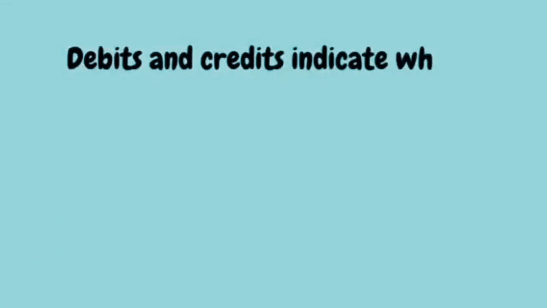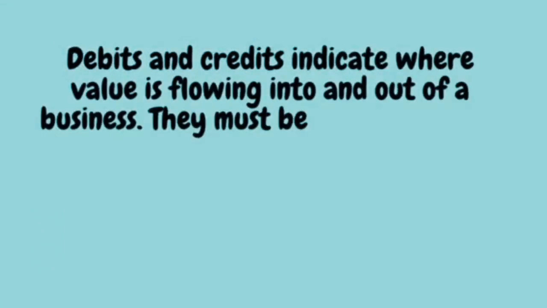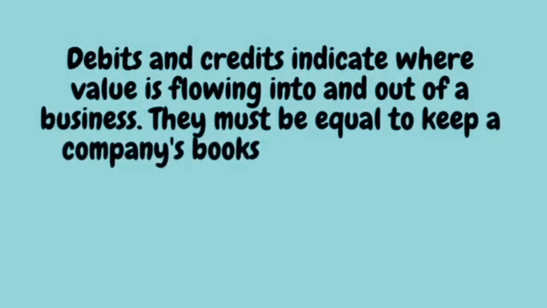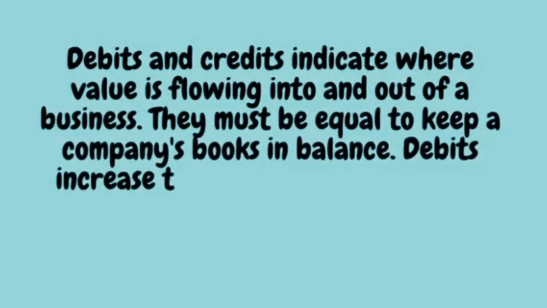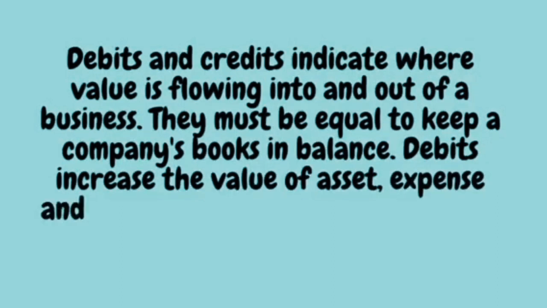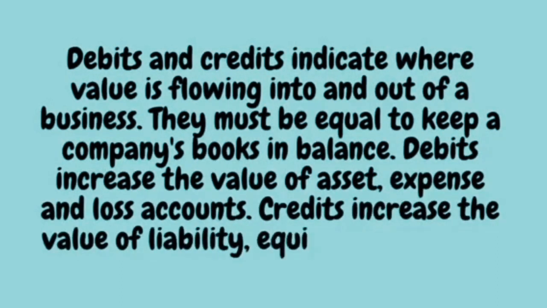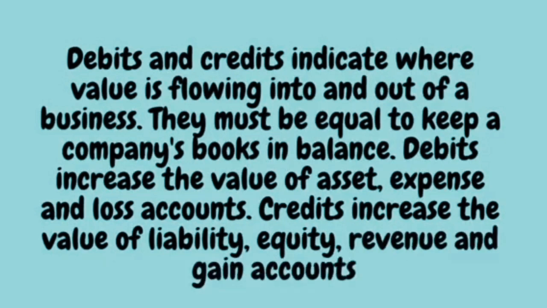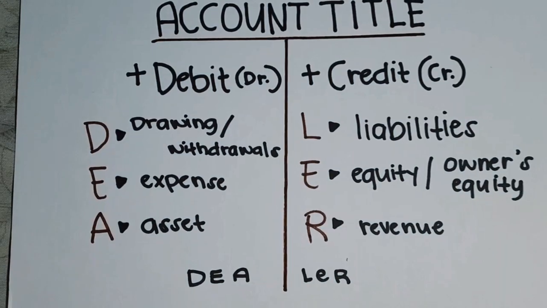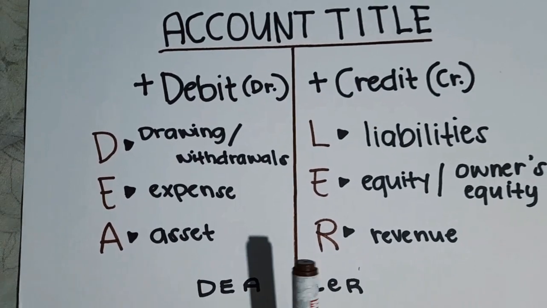Debits and credits indicate where value is flowing into and out of a business. They must be equal to keep a company's books in balance. Debits increase the value of asset, expense, and loss accounts. Credits increase the value of liability, equity, revenue, and gain accounts. So, here is an example of a T account.